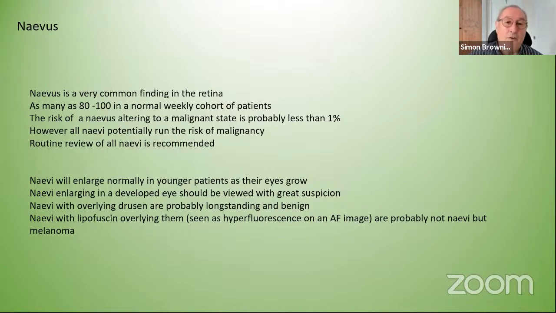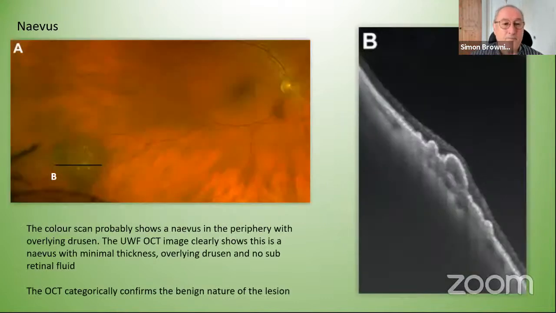That's why often you will see autofluorescent, hypofluorescent lipofuscin over the top of what you think's a nevus, which you could not possibly see if you just used a color image. And that's why autofluorescence is such a fundamentally important thing to use.